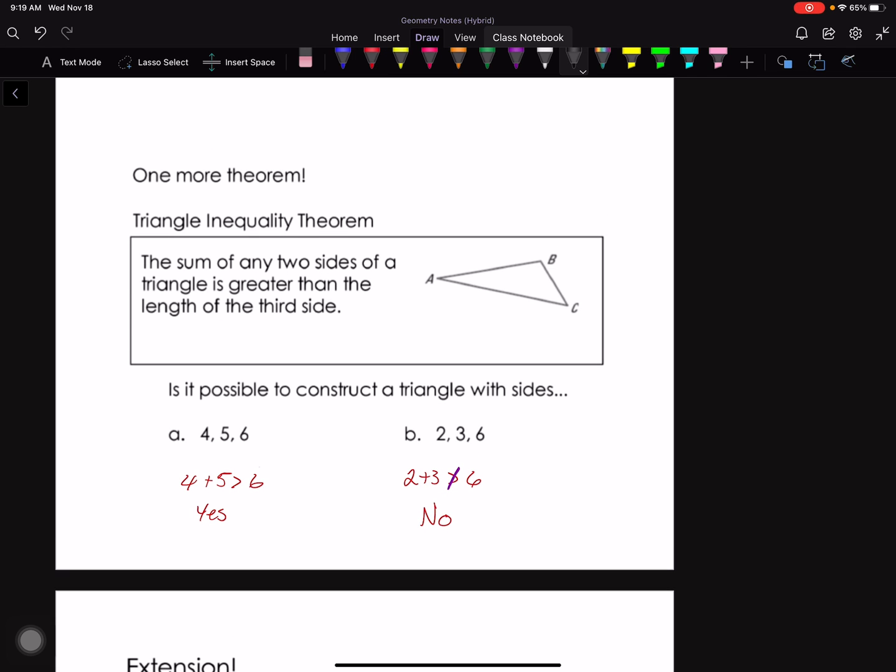So let's say like 10, 11, 18. Could we form a triangle with those three? We'll take your smallest two. 10 plus 11, is that greater than 18? And hopefully you'll tell me that yes it is. So yes, we can form a triangle.